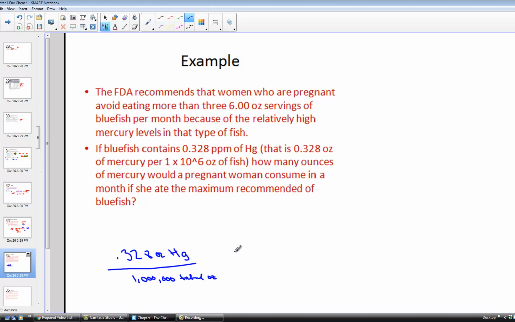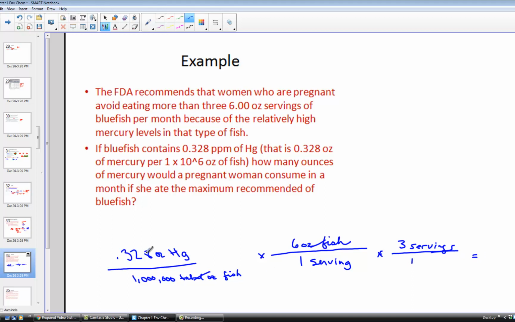Well, if 6 ounces of bluefish per month is relatively high because of the mercury contaminant, so if they eat one fish, bluefish, 0.328 ounces of mercury per 1,000,000 ounces of fish, I'm saying that's a total amount of fish that you'd have to consume here. How many ounces of mercury would a pregnant woman consume if she ate the maximum recommended? So if she eats 6 ounces of fish, notice the ounces of fish are going to cancel. And she would do that by eating 3 servings. So let's get this value, and then we'll say that that's going to be per serving. But she's going to eat 3 servings overall.